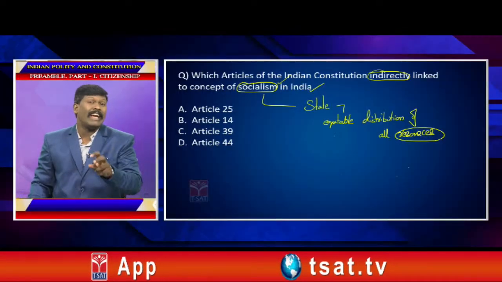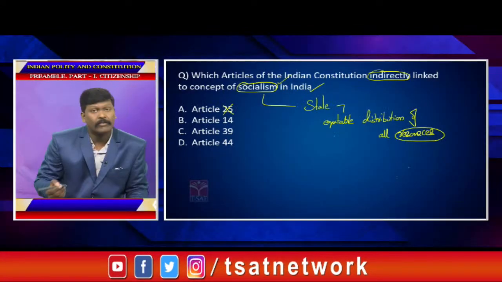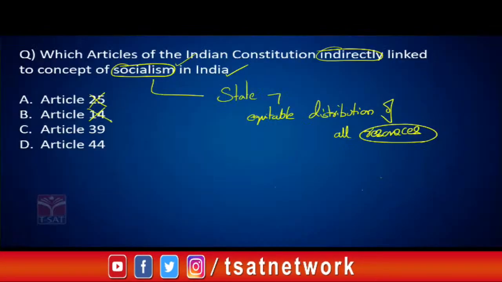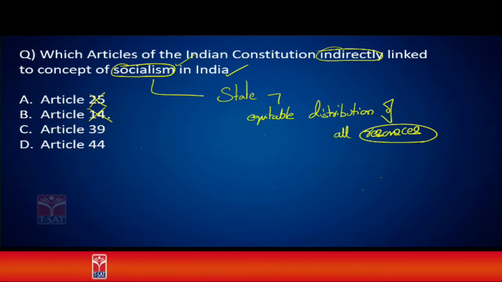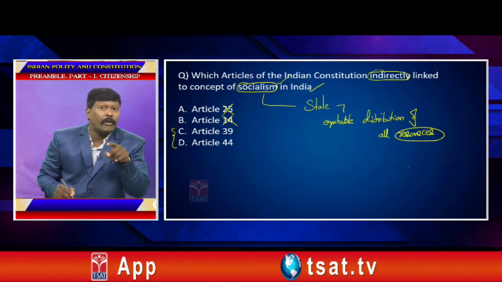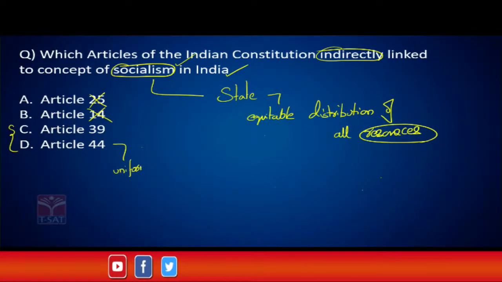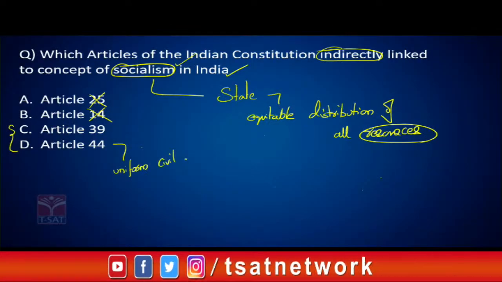Now, this is there in the Indian Constitution as part of the directive principles of state policy. This is not directive principles of state policy. This is not directive principles of state policy. These two are fundamental rights. Now, the answer can be C or D. Article 44 talks about the uniform civil code. So, it is Article 39.